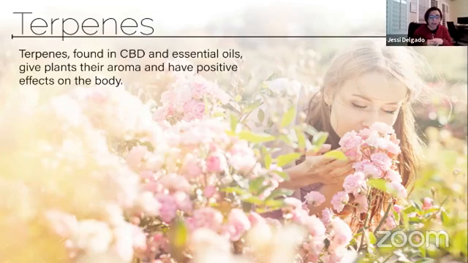Now, where else have we heard of terpenes? I'll give you a hint. I use them daily and I talk about them at least twice a week in this group. Yes, essential oils. Terpenes, with their multitude of positive effects, are also found in essential oils, and that's where you get your aromas from.